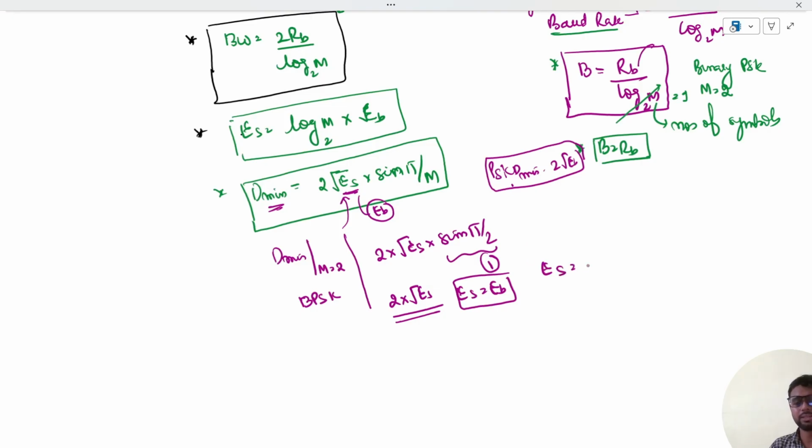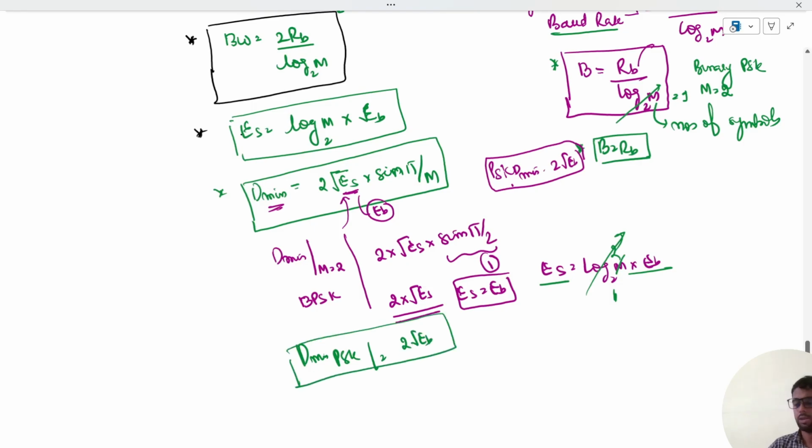Why? ES की general formula क्या होता है? Log base 2 M into EB. And for M equal to 2, log base 2 M is 1 only. So ES will become equal to EB. So for PSK, D minimum will be equal to 2 root over EB, that we have also seen above.